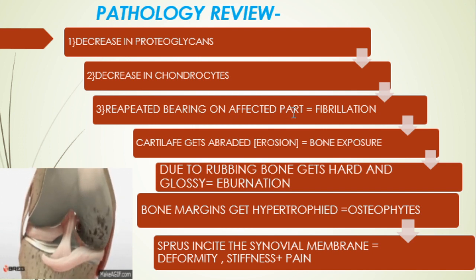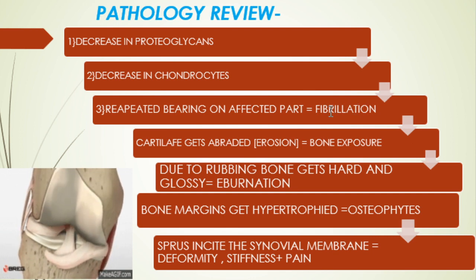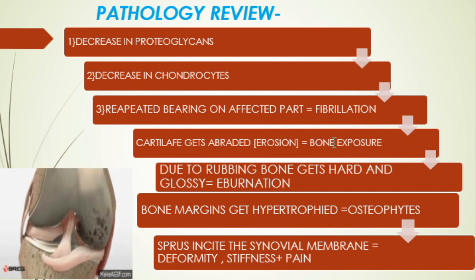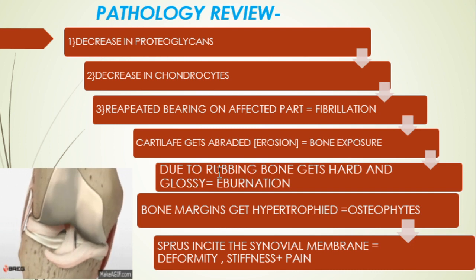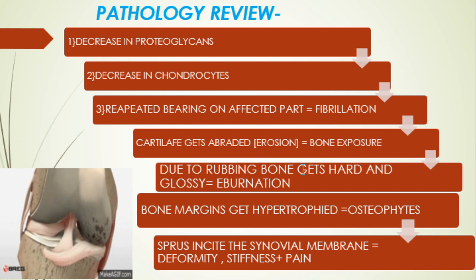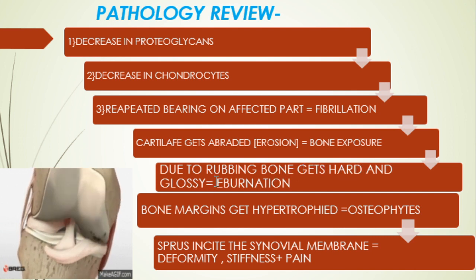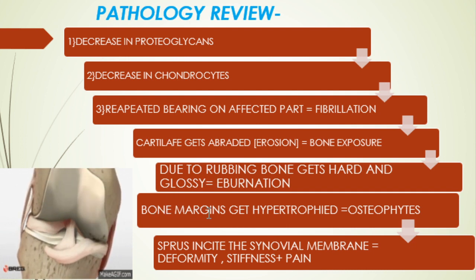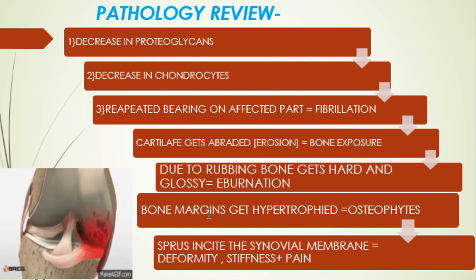that is, the cartilage, will result in fibrillation, and the cartilage gets abraded, that is, erosion of the cartilage occurs, and there is exposure of the subchondral bone, that is, the bone under the cartilage. Due to the rubbing of the bone, as there is no cartilage left on that part, the bone becomes hard and glossy, which is called eburnation of the bone.